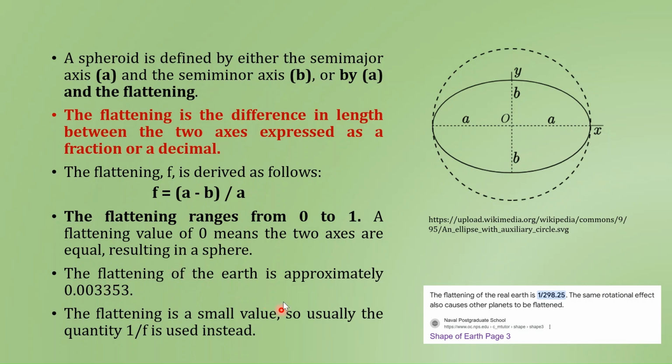The flattening of the earth is approximately 0.003353, and as this is a very small value, usually the quantity 1 by f is used instead. So when you search on the internet about the flattening of the earth, you will get something like this. When you divide 1 by 298.25, you will get exactly the same value.